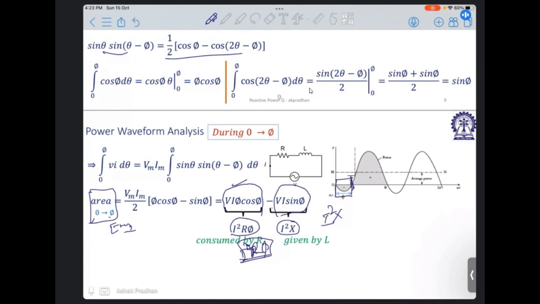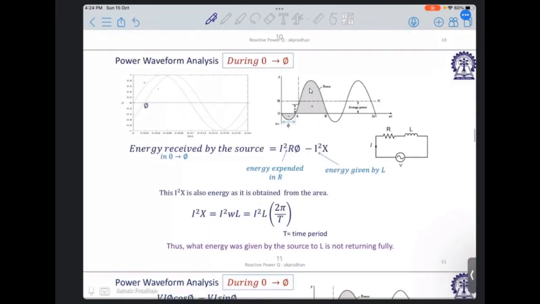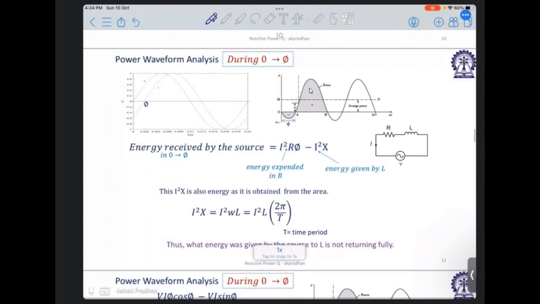This I square x is also the Q, the reactive power we call it. So there are two terms in this area: Vi phi cos phi minus Vi sin phi. In the second term, there is nothing multiplied by phi. Both have cos phi and sin phi; one is the real part and the other is the imaginary part. That's the I square x and I square r parts. In the real part, the r part, phi is multiplied. There phi is not multiplied.